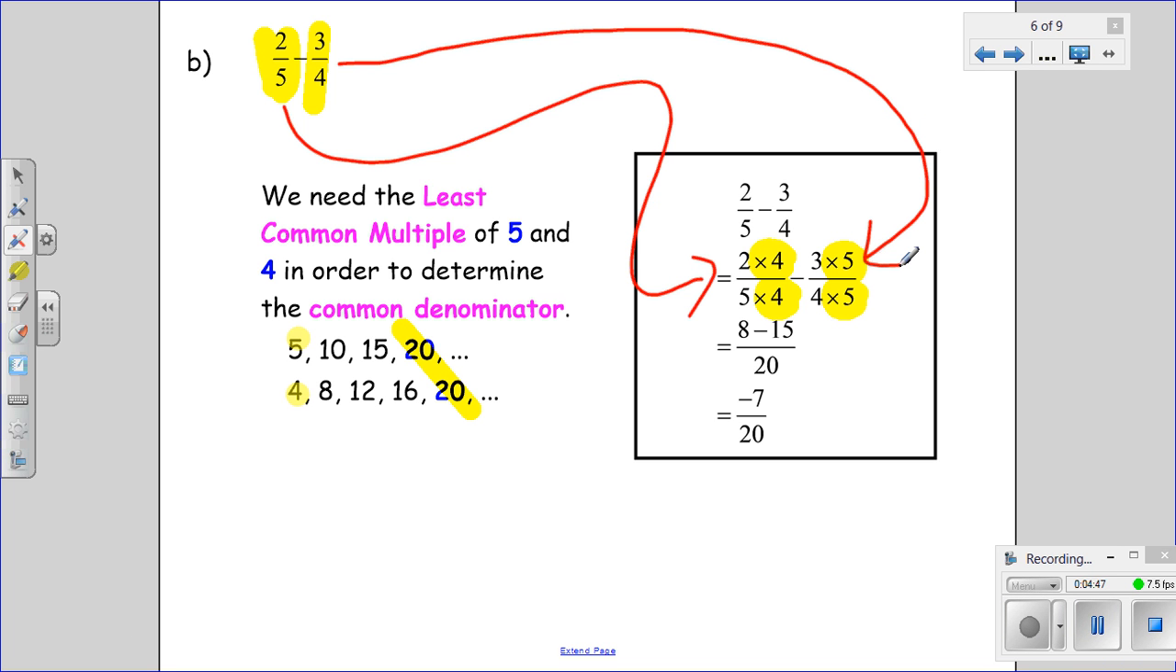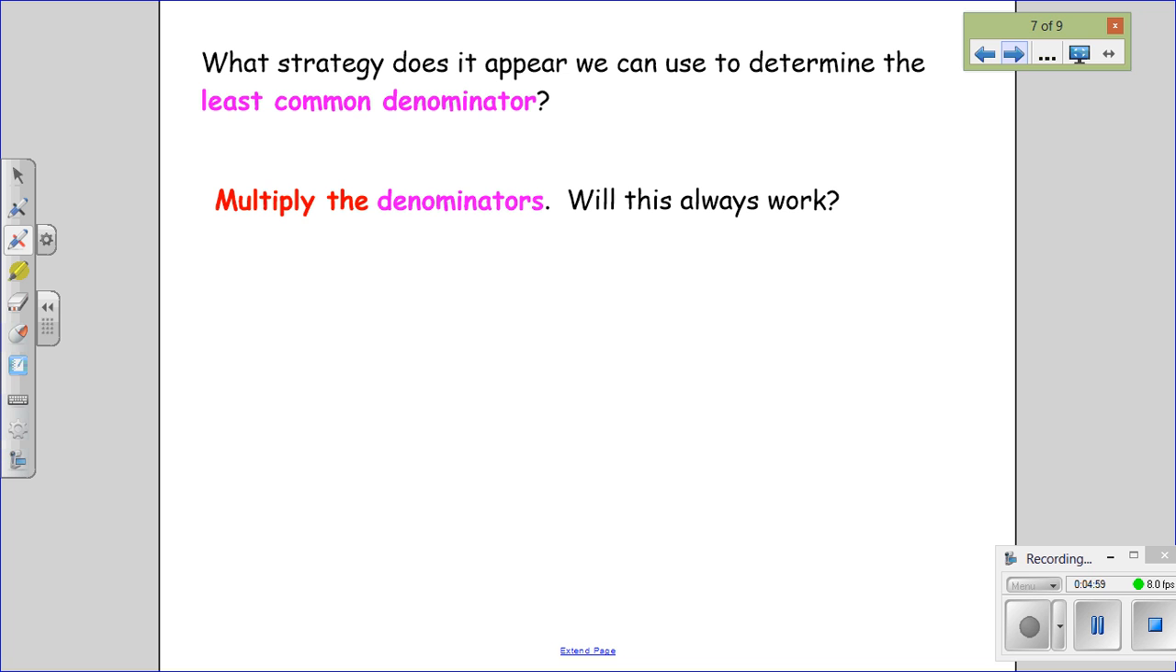Now we can multiply. 2 times 4 is 8. 3 times 5 is 15. And we can put them all over the same denominator of 20. And 8 take away 15 is -7.